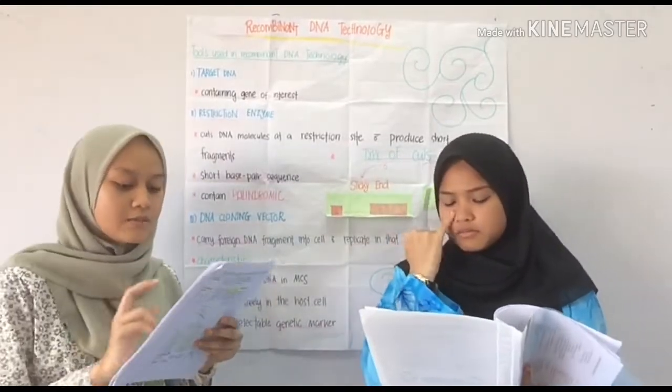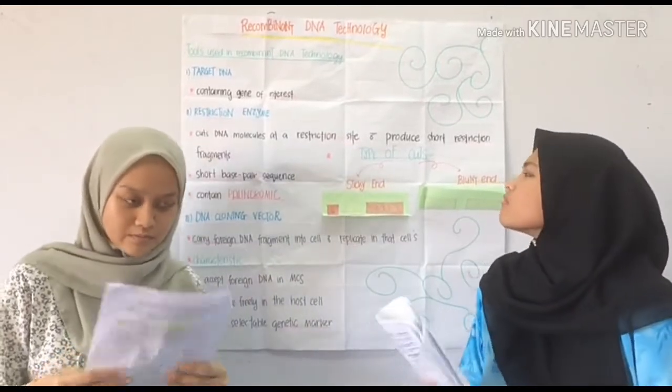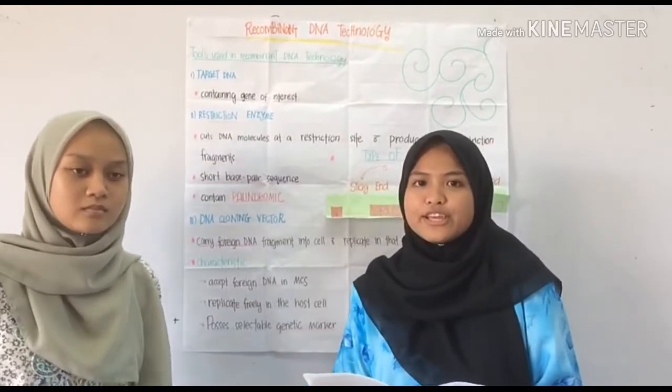The difference between the examples is the size. The biggest is YAC and the smallest is plasmid. So that's all from us. Thank you.